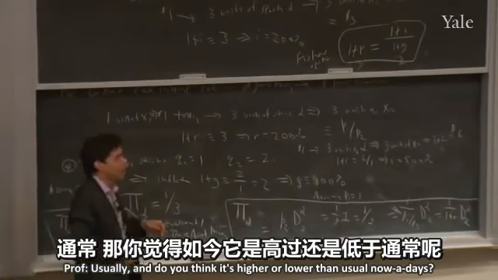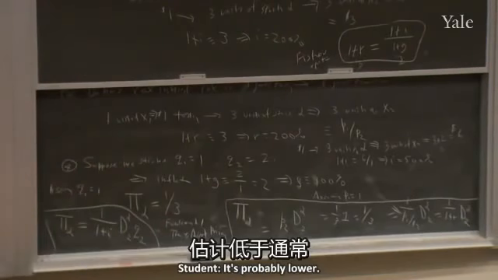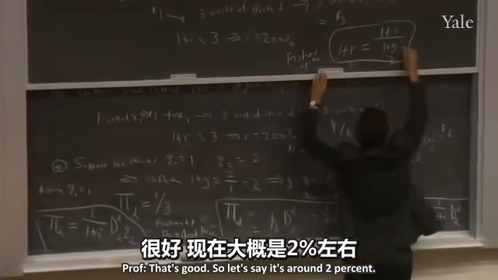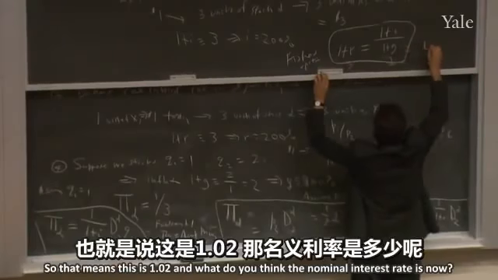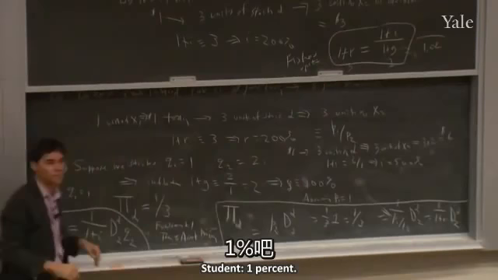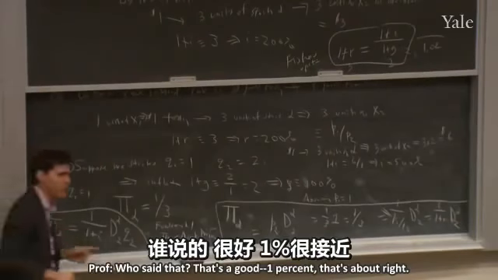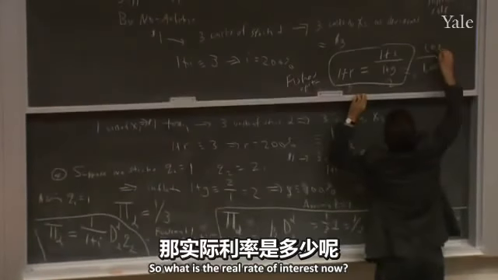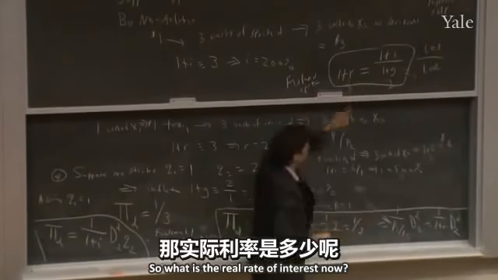Usually. And do you think it's higher or lower than usual nowadays? It's probably lower. Okay, that's good. So let's say it's around 2%. So that means this is 1.02. And what do you think the nominal interest rate is now? Who said that? That's a good 1%. Okay, that's about right. So what is the real rate of interest now?